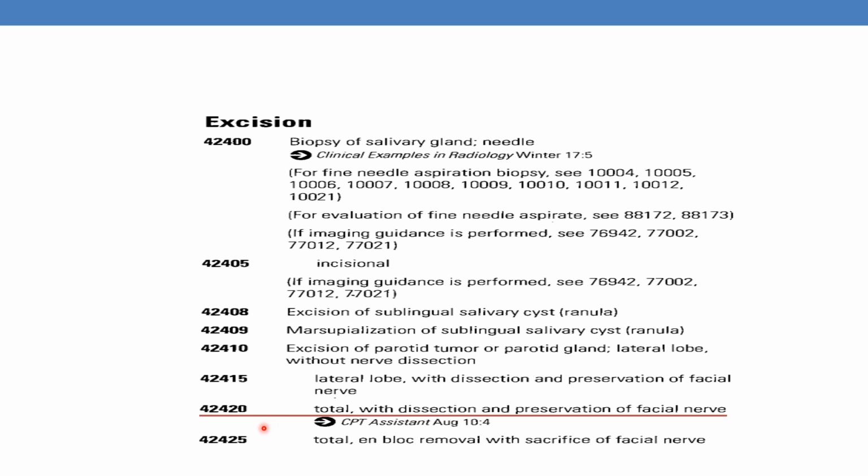And under it, 42420 indicates excision of parotid tumor or parotid gland, total with dissection and preservation of facial nerve. In our case, the total parotid gland and tumor are removed with the dissection and preservation. In our case, preservation of the facial nerve is also done. So the correct CPT is 42420.